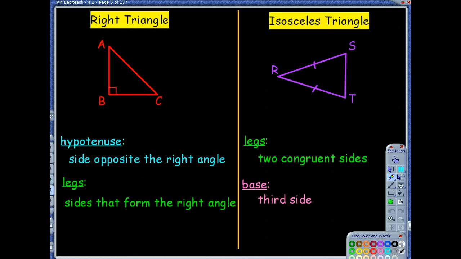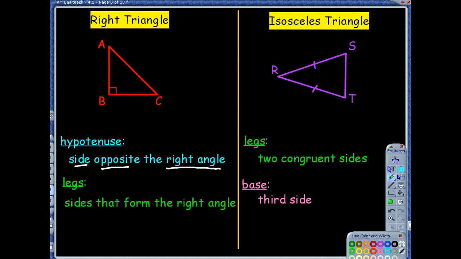Exactly. All right, some more vocabulary. Notice the two types of triangles we've already defined. A right triangle has one right angle, and an isosceles triangle has at least two congruent sides. Now, when we're talking about each of these, there are some other vocabulary terms that we need to be aware of. Hypotenuse, which we have seen before. Okay, it says it's the side that's opposite the right angle.